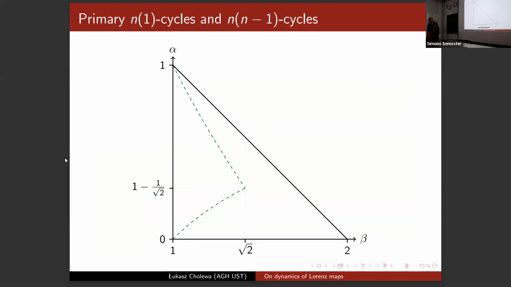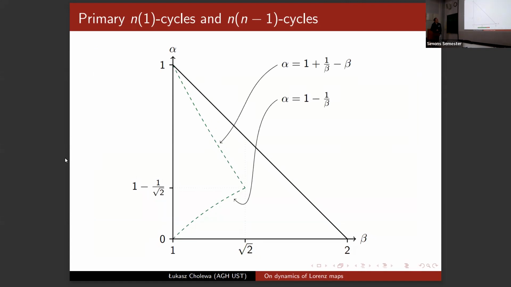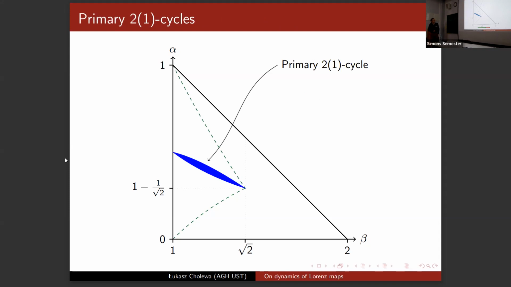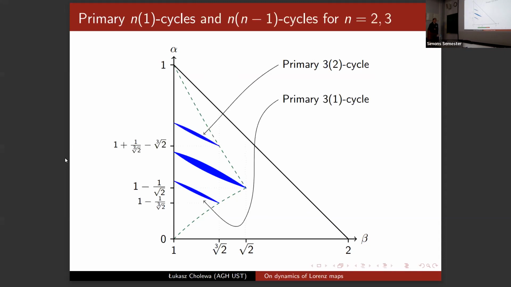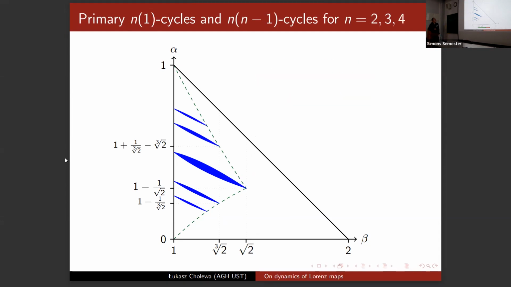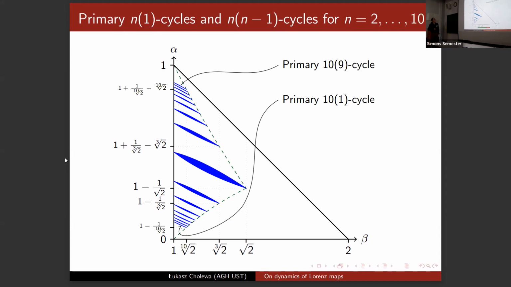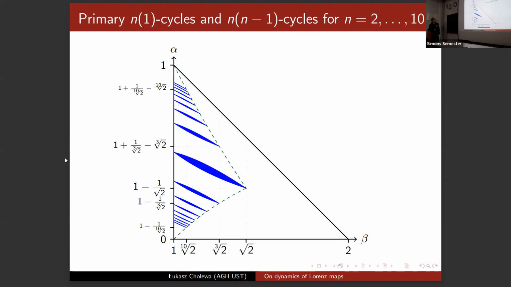a graph. So here we have our parameter space. This curve is given by this formula. This curve is given by this formula. So for parameters which belong to the blue area, we have a primary 2-1 cycle. Here we have a primary 3-2 cycle and a primary 3-1 cycle, and so on. Okay, 10 is enough. So for parameters from these blue areas, we have a primary n1 cycle, or a primary n minus 1 cycle.